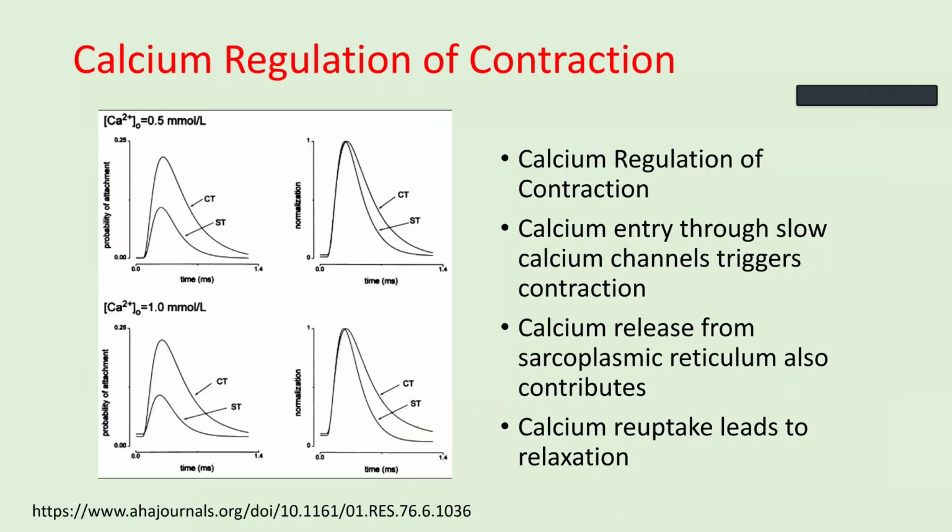Now we're going to talk about calcium regulation of contraction. Calcium plays a crucial role in the regulation of cardiac muscle contraction. The entry of calcium through slow calcium channels into the cell membrane triggers the release of calcium from the sarcoplasmic reticulum, leading to the activation of the contractile apparatus. The subsequent reuptake of calcium into the sarcoplasmic reticulum facilitates the relaxation of the cardiac muscle.